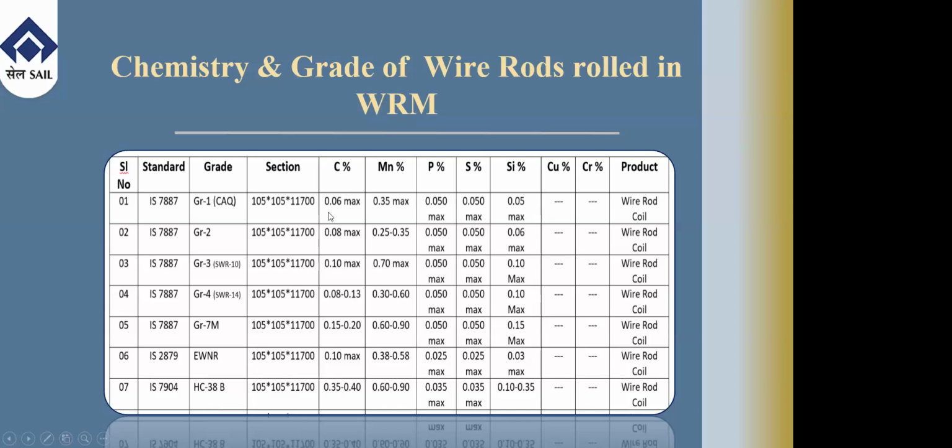This is the chemistry, where for grade 1 carbon we are using 0.06, grade 2 is 0.08, grade 3 is 0.10, and grade 4 is 0.08 to 0.13. For grade 7M, 0.15 to 0.20, and for 2879, 0.10 max. And for 7904, for HC 38 B, 0.35 to 0.40.